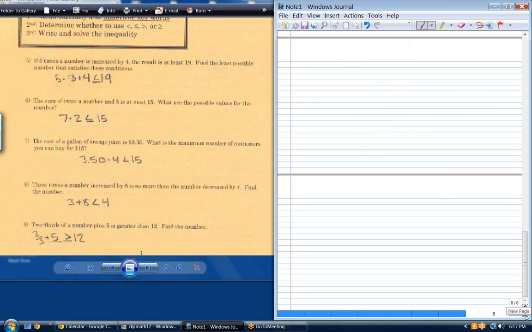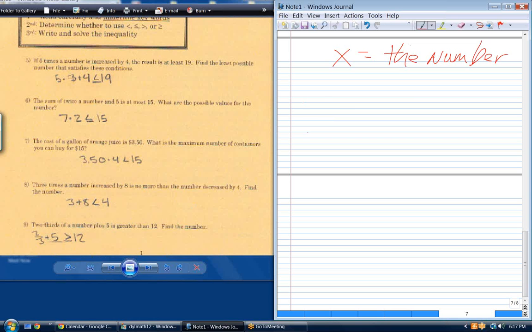Okay, that was 8. Let's try 9. So I got 2/3 plus 5 is greater than or equal to 12. Well, give me the equation. What you're missing on all of this. Or rather, give me the inequality.